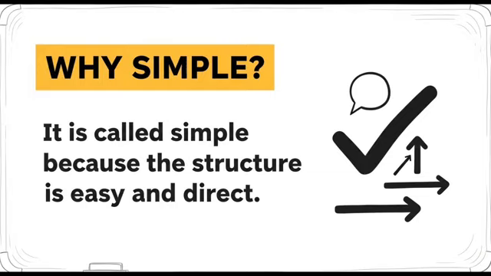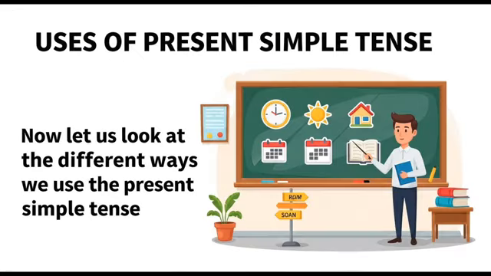5. Why it is called simple. It is called simple because its structure is very easy. It does not use complex verb forms. Instead, it mainly uses the base verb with only small changes, like adding s or es. So it is straightforward and easy to understand.